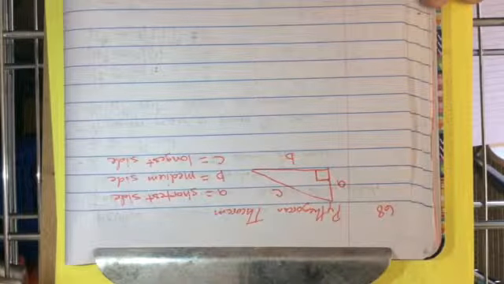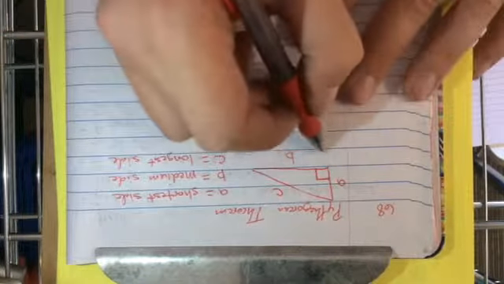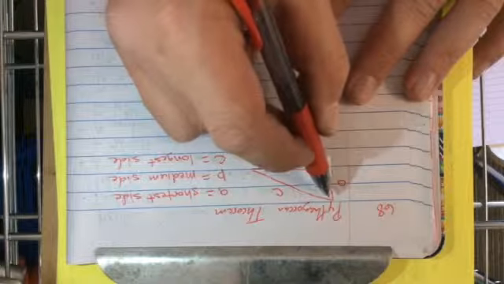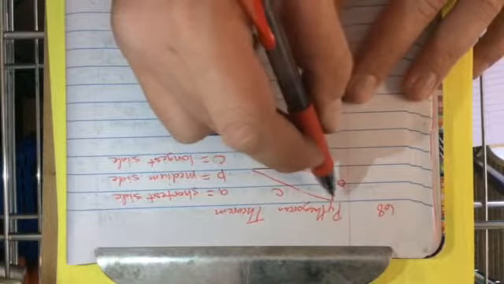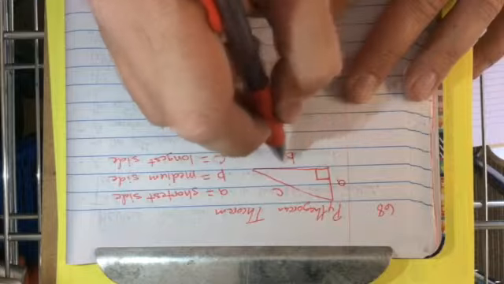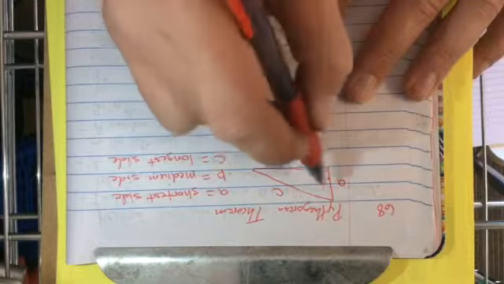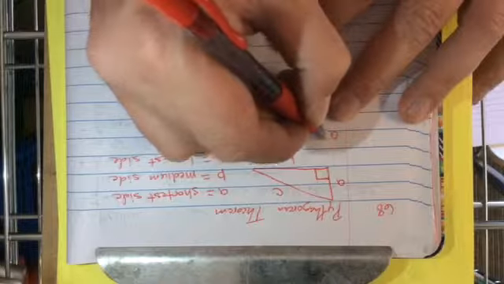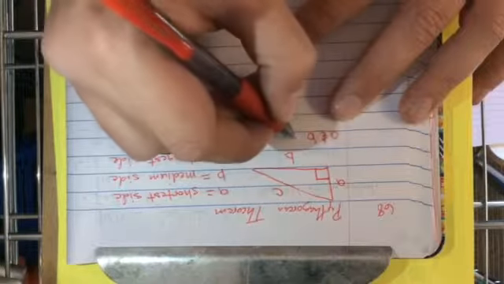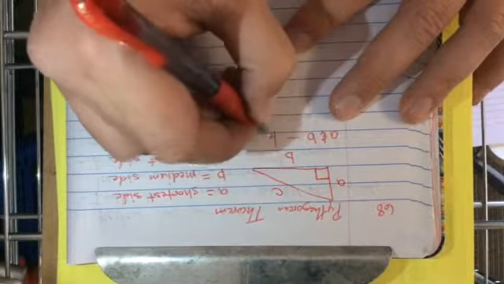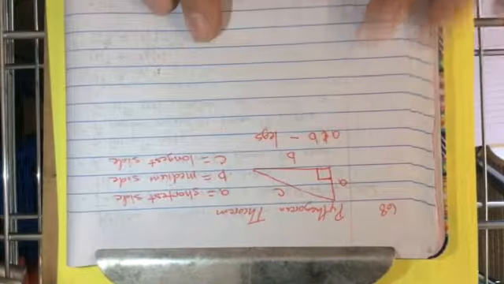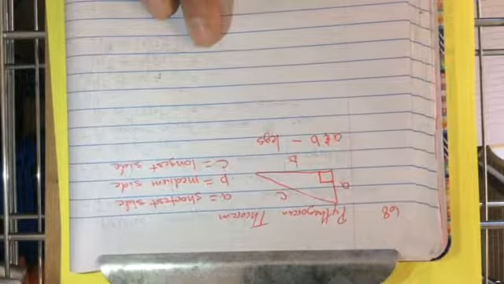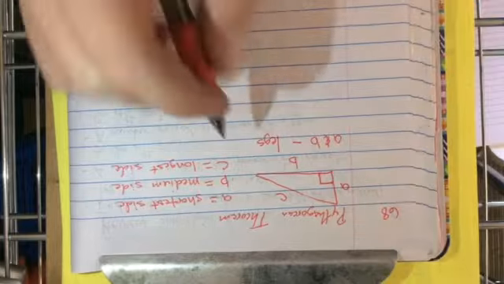Sound good? So, when we're talking about the triangle, we have two different types of terms that we use. We have legs for the two shortest sides. So for the short and the medium side, they're called legs. So A and B are legs of the triangle.